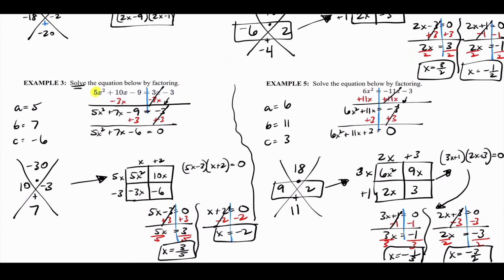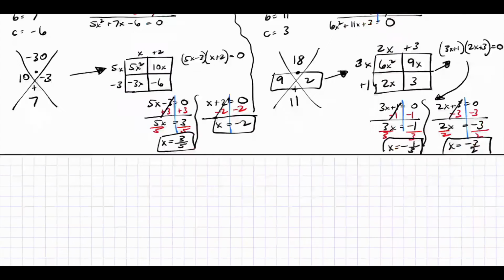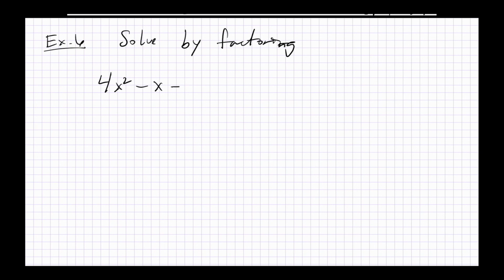All right, so we're going to do one more and then we're done. So in your notes, wherever you're going to tape this, let's do number 6. You're going to solve by factoring. Okay, here we go. 4x squared minus x minus 9 equals negative x minus 8.